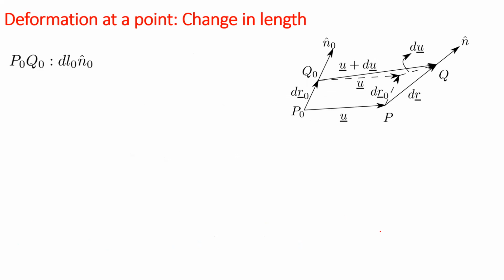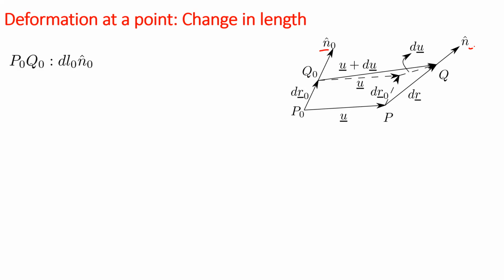So the final length, if it is DL and the original length is DL0, we need to identify the changes. What I wrote, PQ is DL0, N0. The direction of DR0 I have written as N0. The direction of PQ I have written as N. These were the two additions as compared to our original figure, which showed the motion of an object.